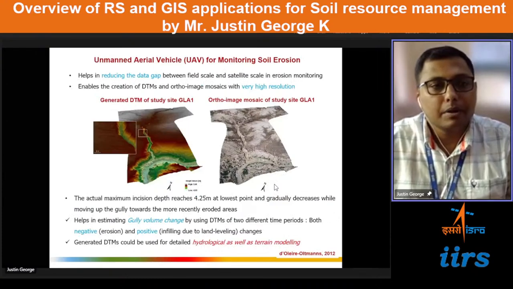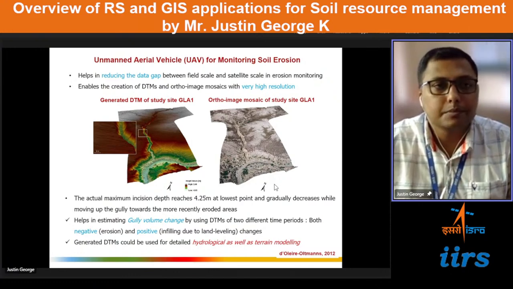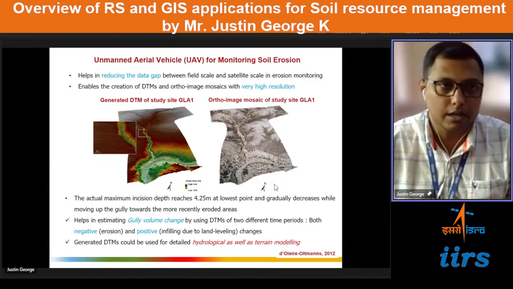Similarly, recently people have started using UAVs or drones also for monitoring soil erosion, normally at the field level or field scale, because of the resolution of the images or the products we generate using the DEM. It mainly helps in reducing the gap between the field scale as well as the satellite scale in erosion modeling.